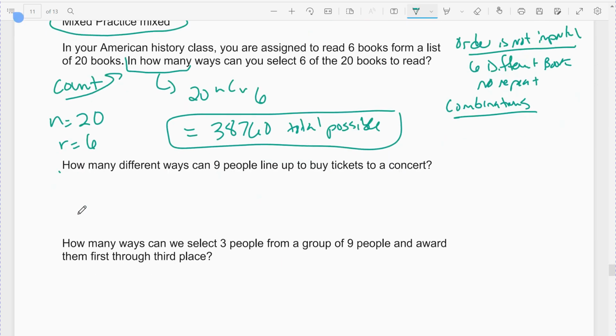Next example, how many? So again, count. We're looking for the count, not the probability. How many different ways can 9 people be lined up to buy tickets for a concert? So we have 9 people total. We're going to line up, and lining up is already sort of a term for order, right? It matters how you're lined up. It's different if you're buying tickets for a concert, especially if you select what seat you're going to be in, whether you're the first person in the line or the last person, right? The first person would have more options than the last person. And so line up means order is important.